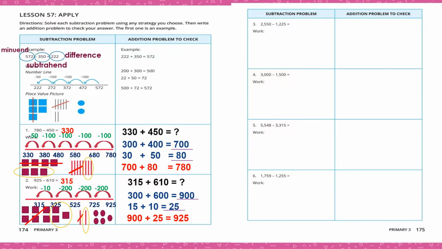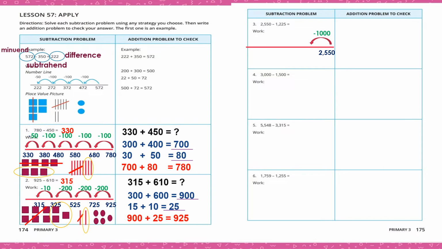On the next page, let's complete our problems. Number 3, 2550 minus 1225. Here you can solve it by your strategy, okay? You choose anything as you like.